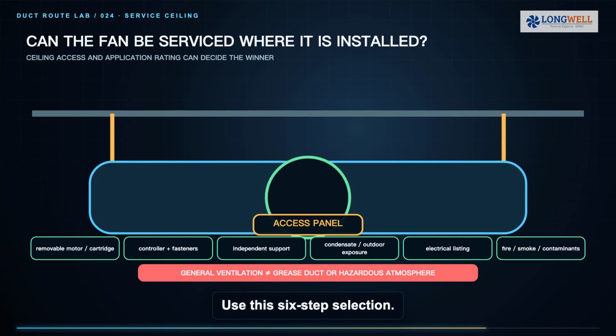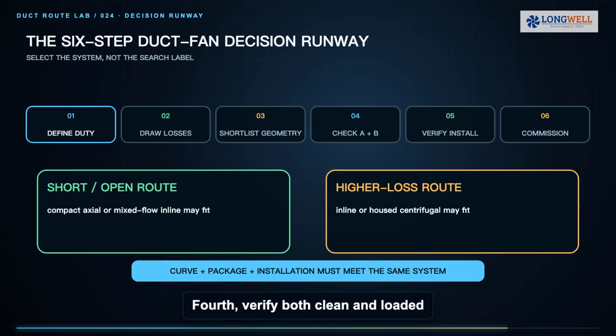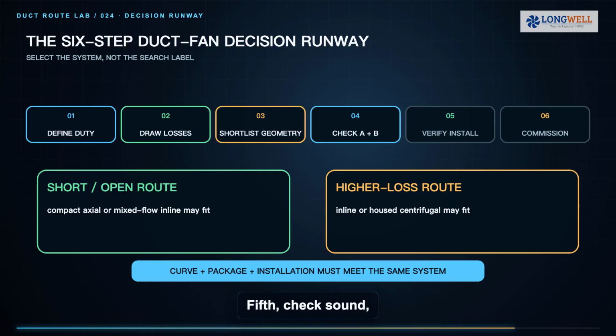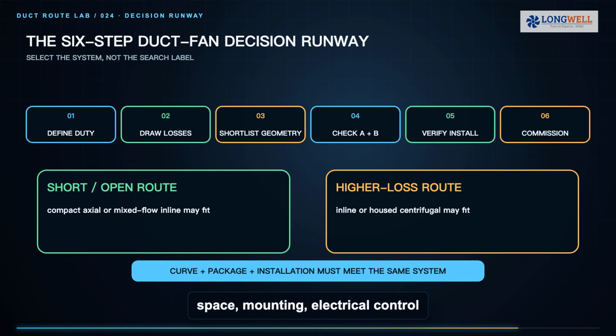Use this 6-step selection. First, define airflow and pressure. Second, draw every resistance component. Third, choose candidate wheel and package types. Fourth, verify both clean and loaded operating points on certified curves. Fifth, check sound, space, mounting, electrical control and service access. Sixth, commission the installed system by measuring airflow or pressure, input power, and sound.